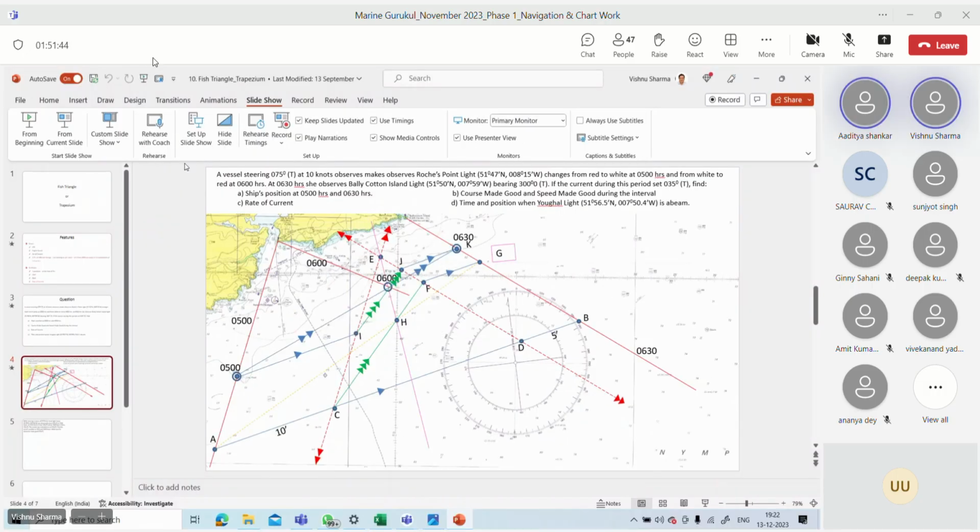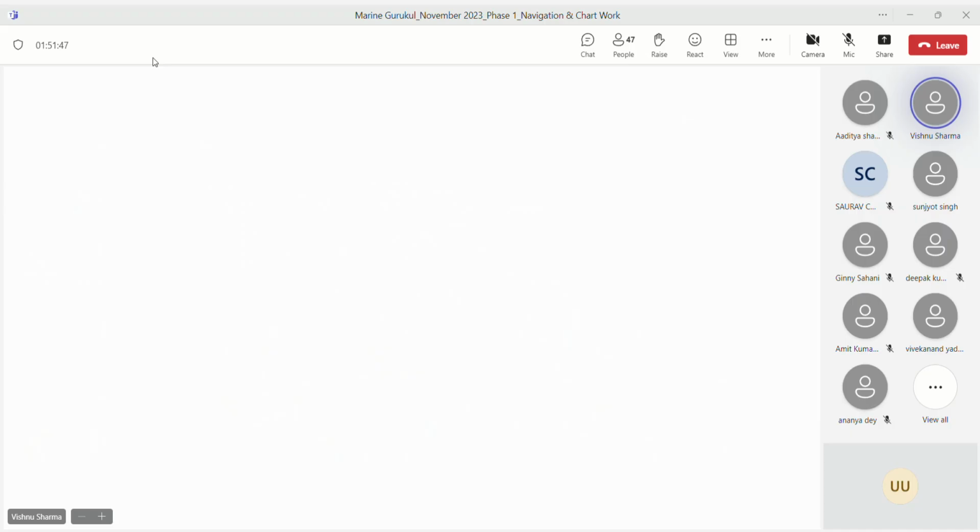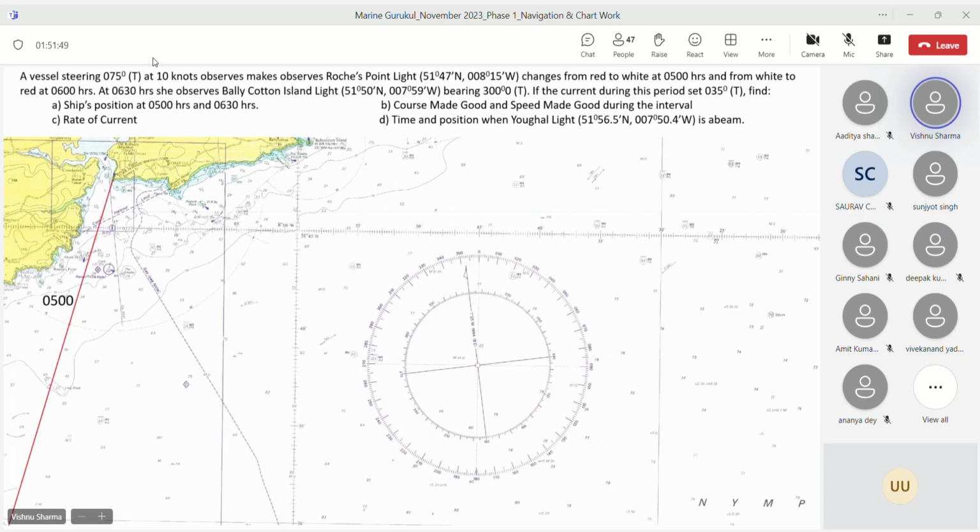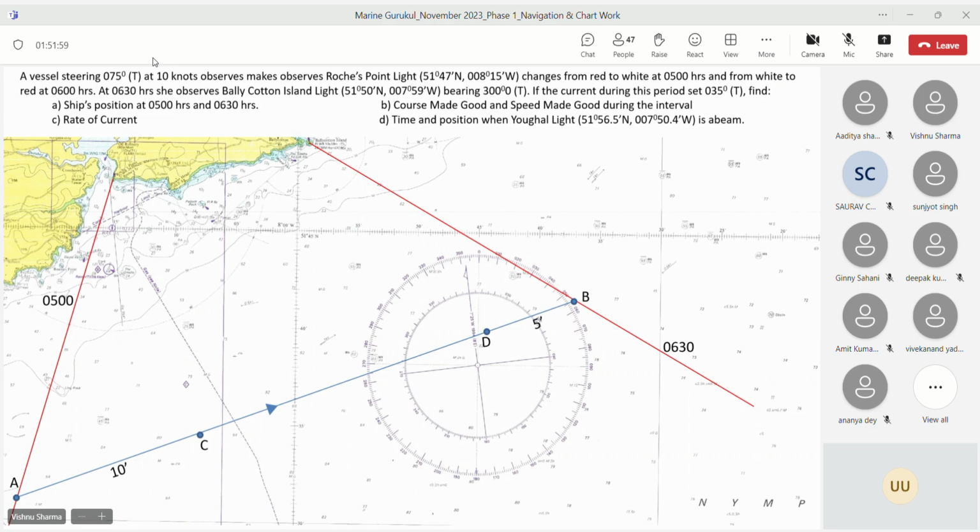Let's have the last time a quick review. Draw the first PL, draw the third PL. Mark A, mark B. Mark C, mark D. Get point E. Use these double arrows, broken lines. They will help you reduce confusion.